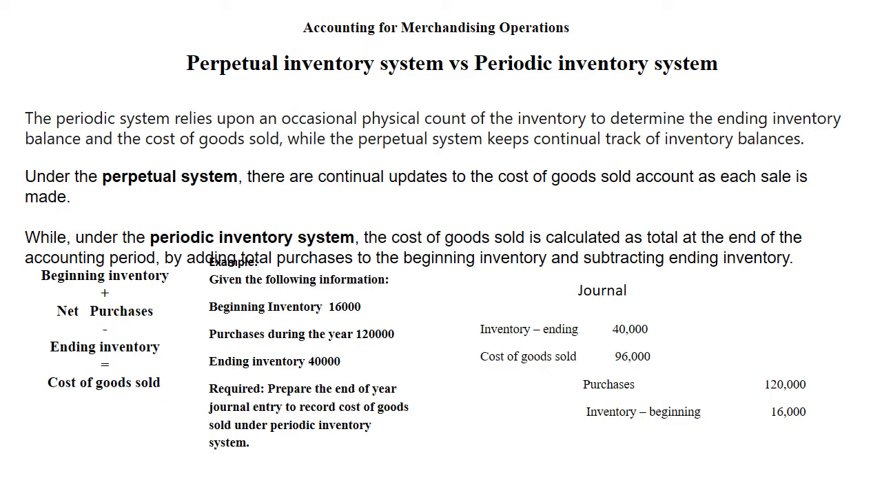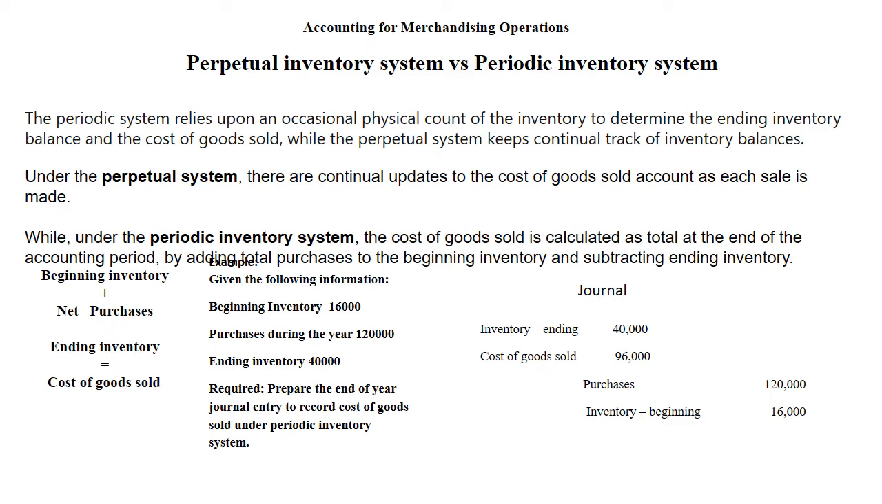So perpetual means we are having count for the ending inventory and updating our inventory and cost of goods sold throughout the year evenly. Whenever we are having any purchases, we add the purchases to the inventory. And whenever we are having any sales of goods, we calculate the cost of goods sold. Under periodic inventory system, when we have a purchase of goods, we just record it as purchases. And we do not add it to the inventory during the year. We wait till year end and calculate our ending inventory. Ending inventory of one year will be the beginning of the next year inventory.